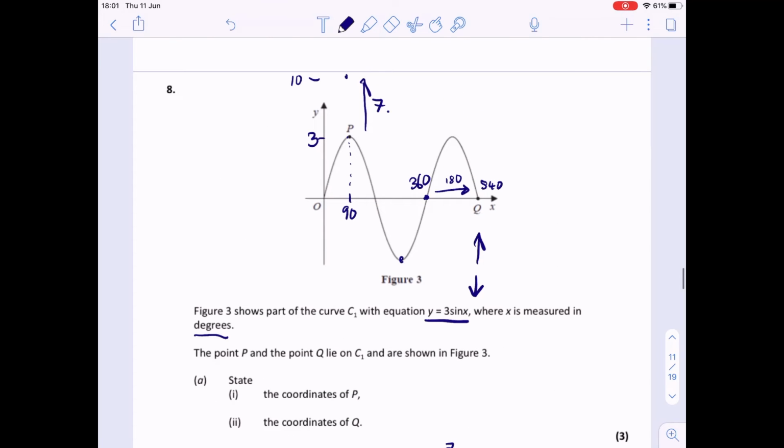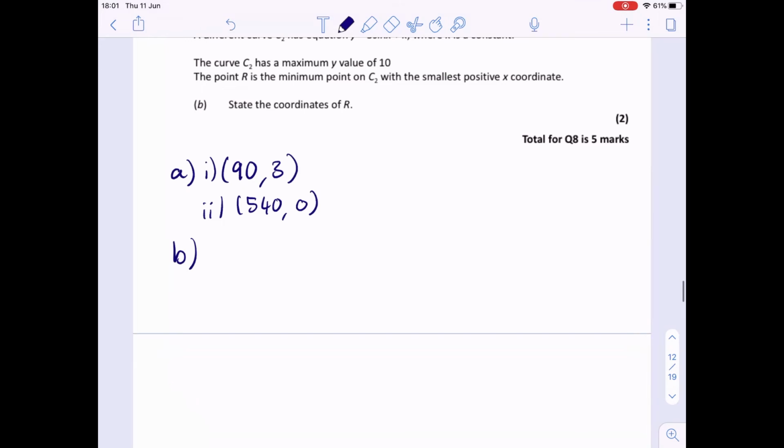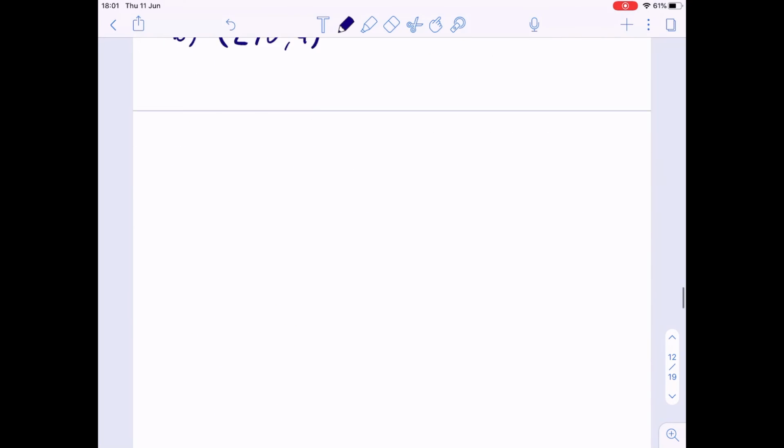The point R is the minimum point on C2 with the smallest positive x coordinate. So that will correspond to this coordinate down there. So let's think about what this coordinate was originally. Well, this would have been 270, and this would have been -3. So this has been shifted up 7, so -3 will now be up at +4. So I can say that this is going to have the coordinates 270, 4. Okay.